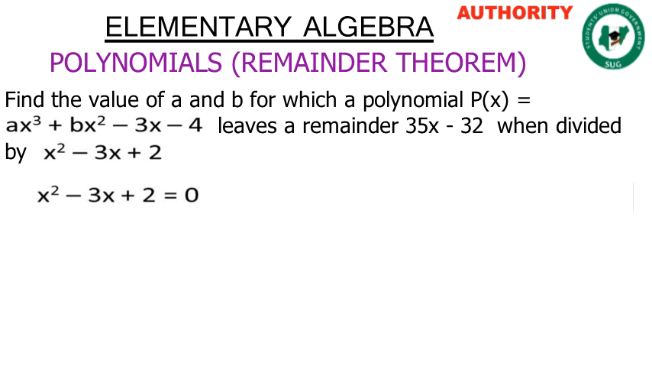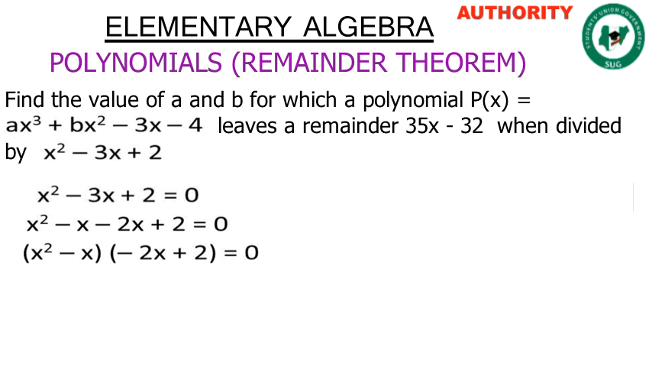Let's factorize this. If you want to factorize this, ask yourself a question. What are the two numbers that when you add them together give you minus 3, and when they multiply give you plus 2? The answer is minus 1 and minus 2. Minus 1 minus 2 is minus 3. Minus 1 times minus 2 will give you positive 2. So we're going to replace minus 3x with minus 1x minus 2x. We write it like this: x squared minus x minus 2x plus 2 is equal to 0.